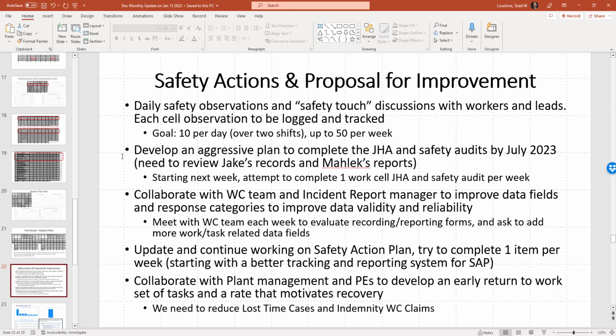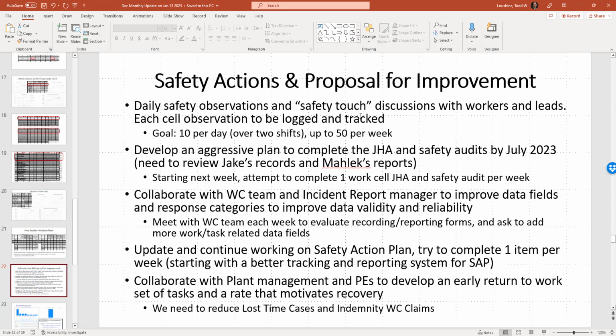So here are my proposals. Because this is my second week, let's review this, let you know where I am now, and then we'll look at the data, and then I'll end this. Daily safety observations, safety touches. I haven't done that yet because I'm waiting on a few things. I want to do 10 per day over 2 shifts. That's interesting. It's a good idea. I haven't been able to get there yet.